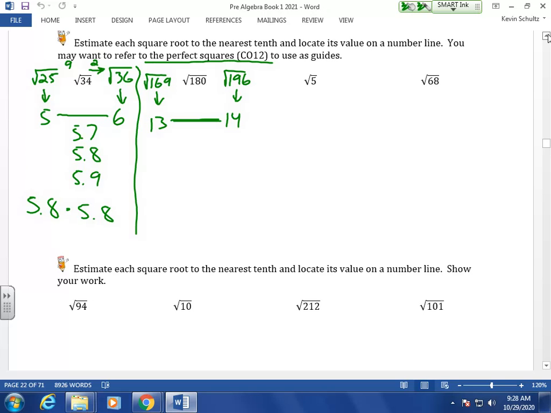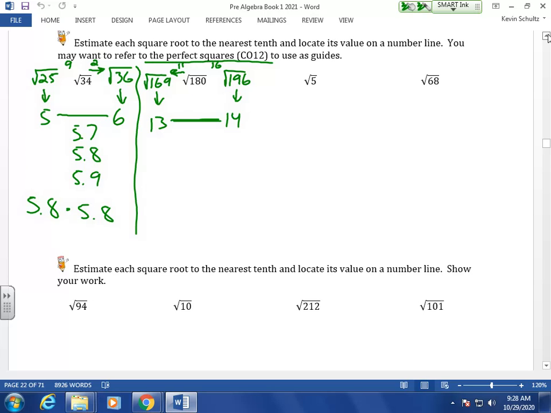So where? Is it closer to 13 or closer to 14? Carly? Closer to 13. We're only 11 away from 13, and we're 11 away from 169. We're 16 away from 196. So this one's kind of closer to being in the middle, right?